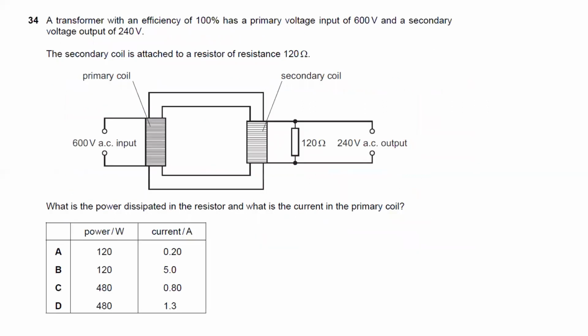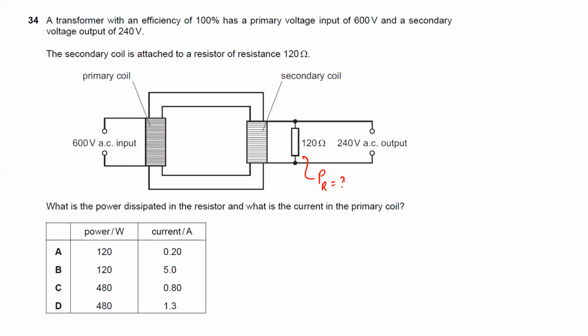Next question, question 34. It says a transformer with an efficiency of 100% has a primary voltage of 600 volts and a secondary voltage of 240 volts. The secondary coil is attached to a resistor of 120 ohms. What is the power dissipated in the resistor, P_R, you have to calculate, and what is the current in the primary coil?